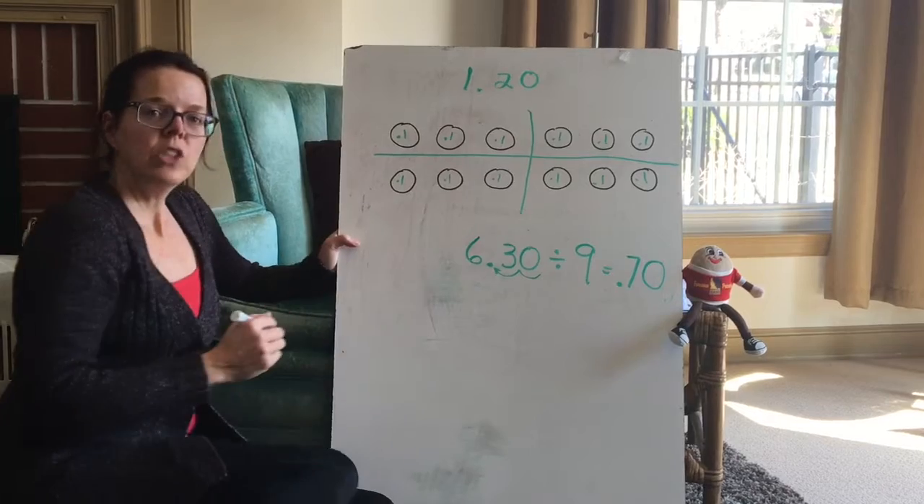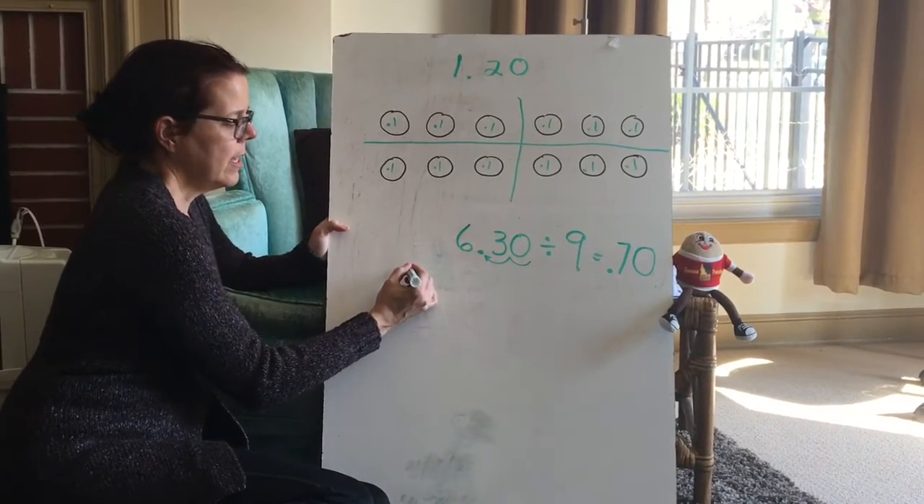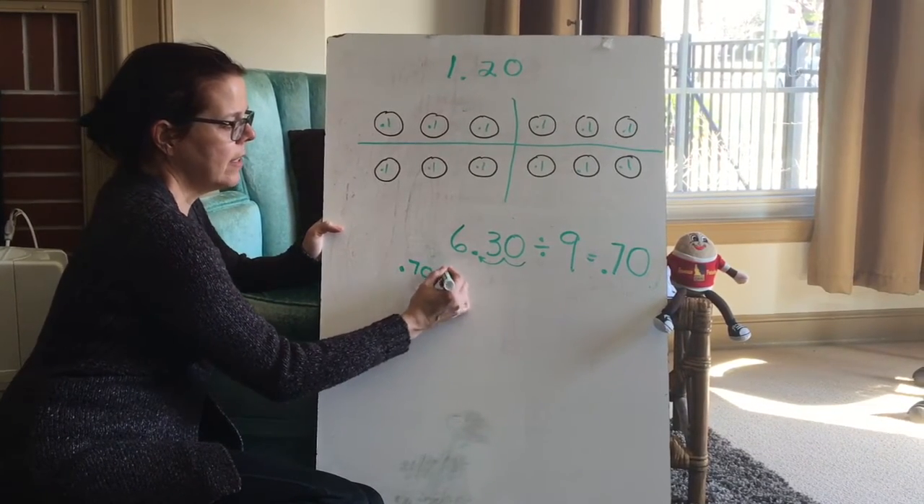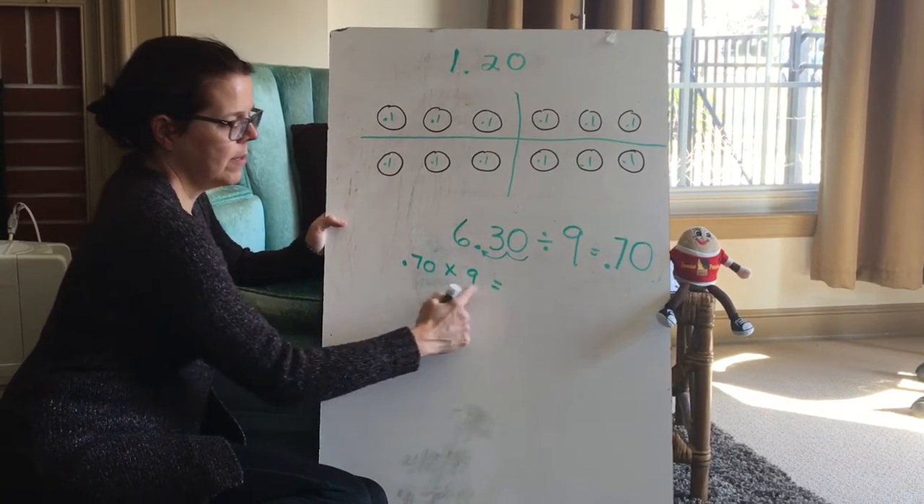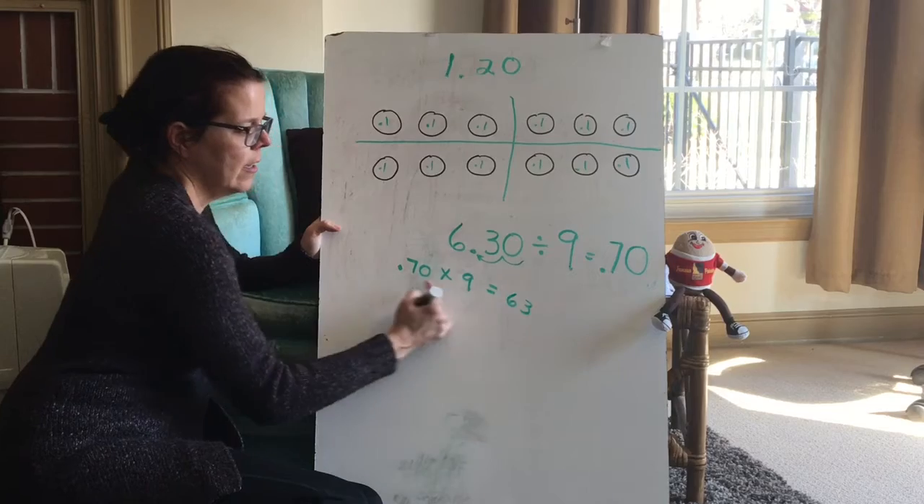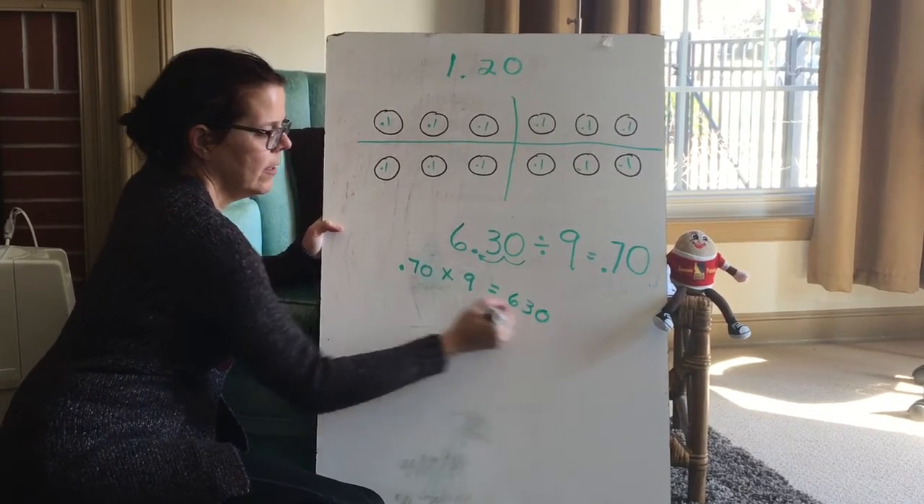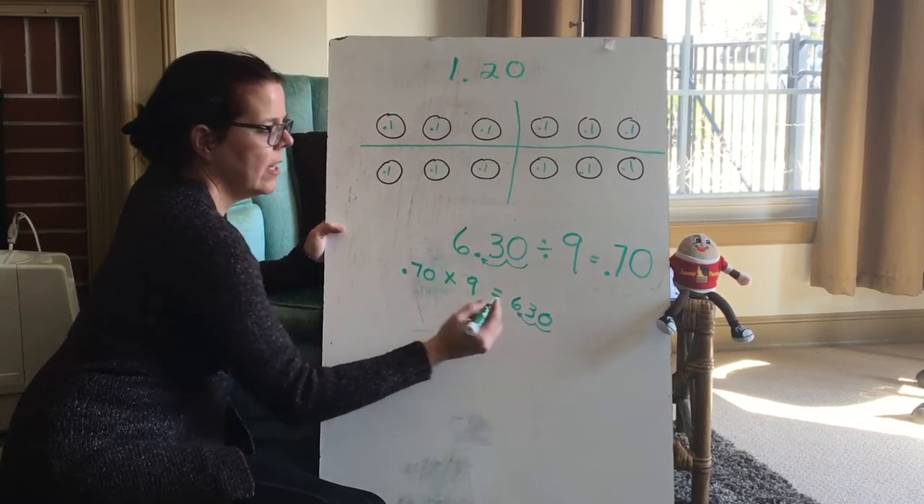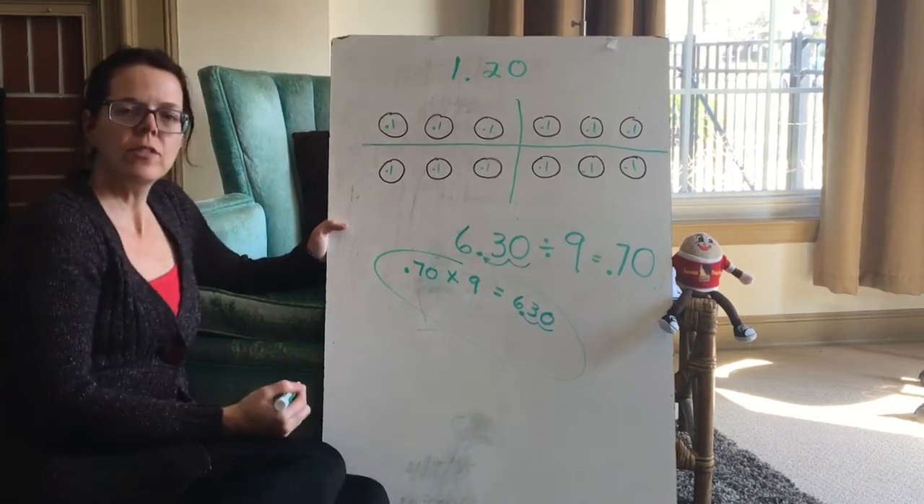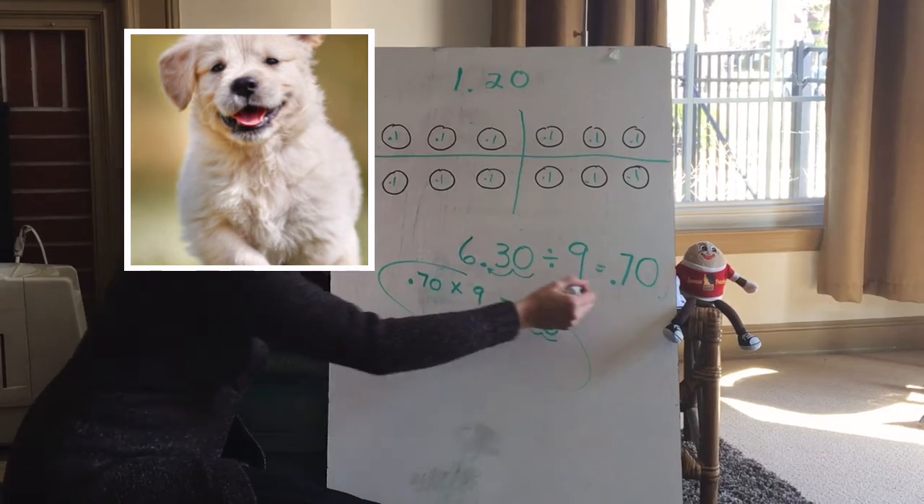Now let's check our answer. What is 0.70 times 9? 7 times 9 is 63. Bring our 0 over. 2 decimal places. 1, 2. Look at that. I checked my answer and I'm sure now that this is correct.